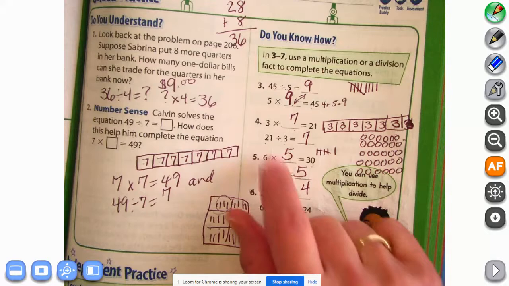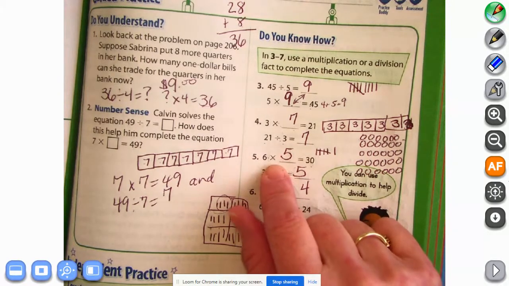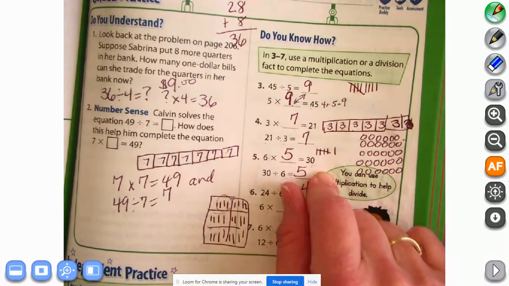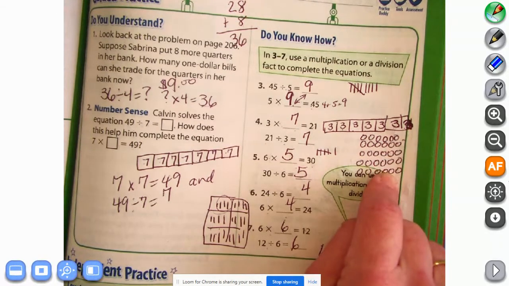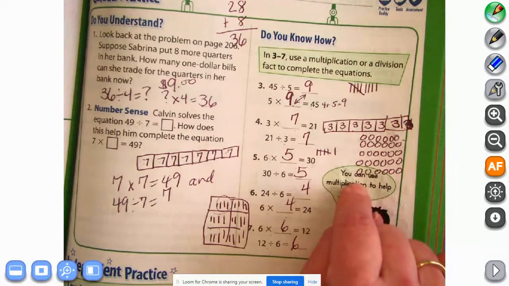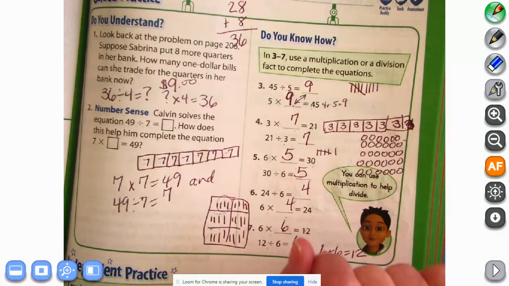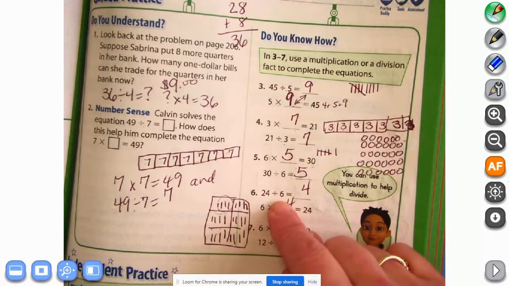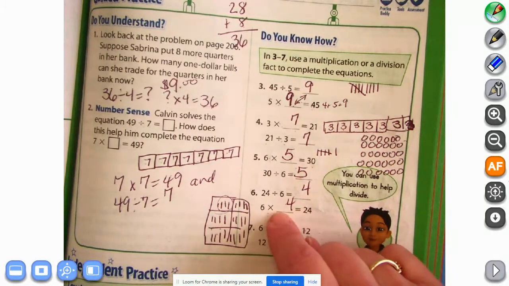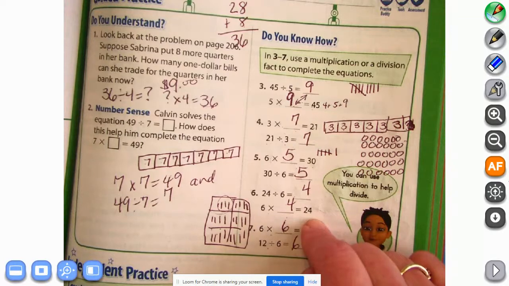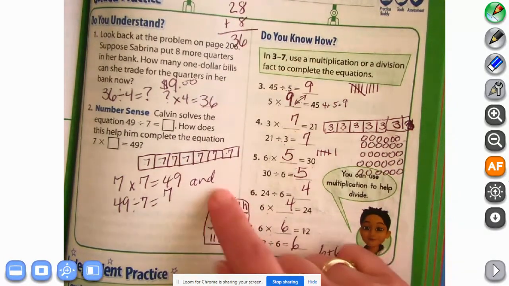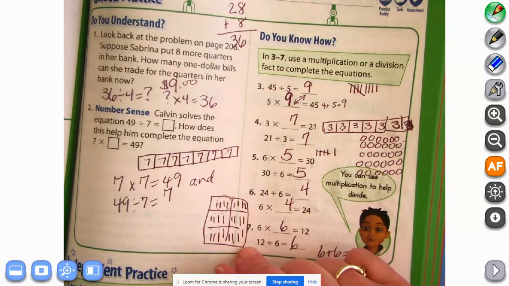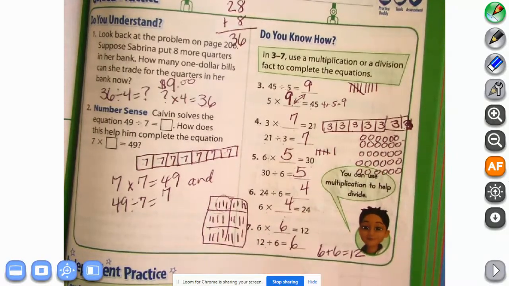Okay, so number 6. 6 times what is 30? So I drew 6 in a row until I had 30, and that makes 5 rows. So 5 times 6 is 30. 24 divided by 6 equals what? And 6 times what equals 24? So I drew 6 boxes and put 4 in each box to get to 24. So that's how I solved that one.